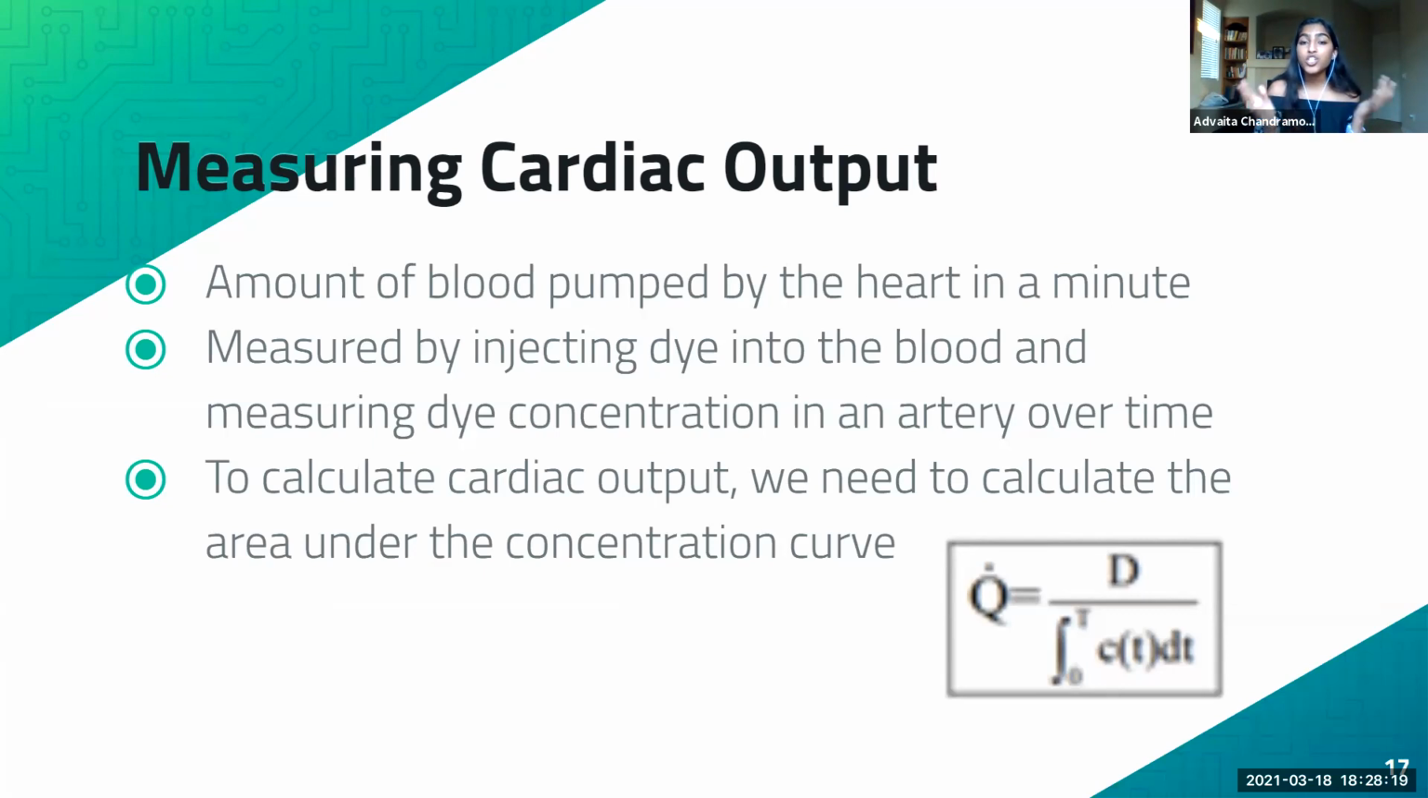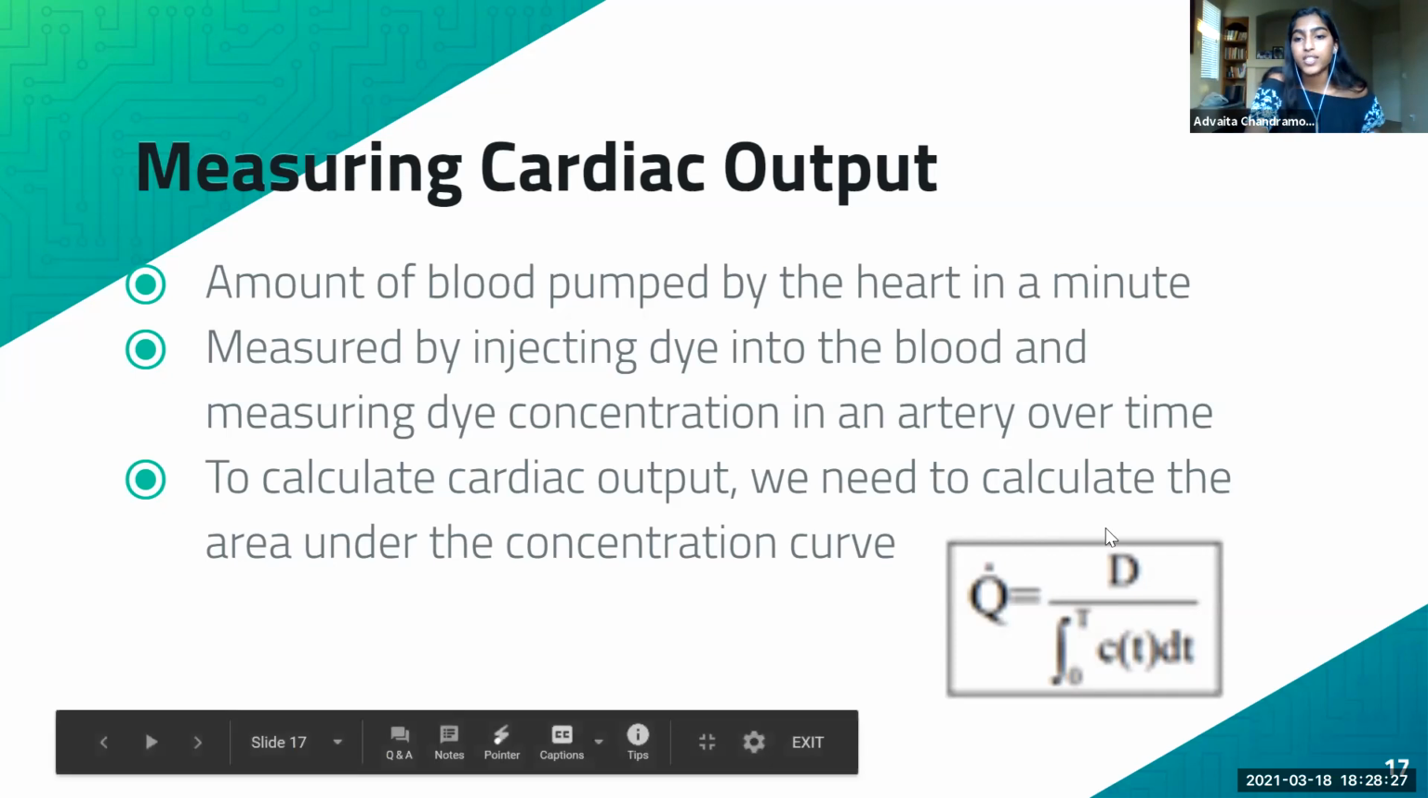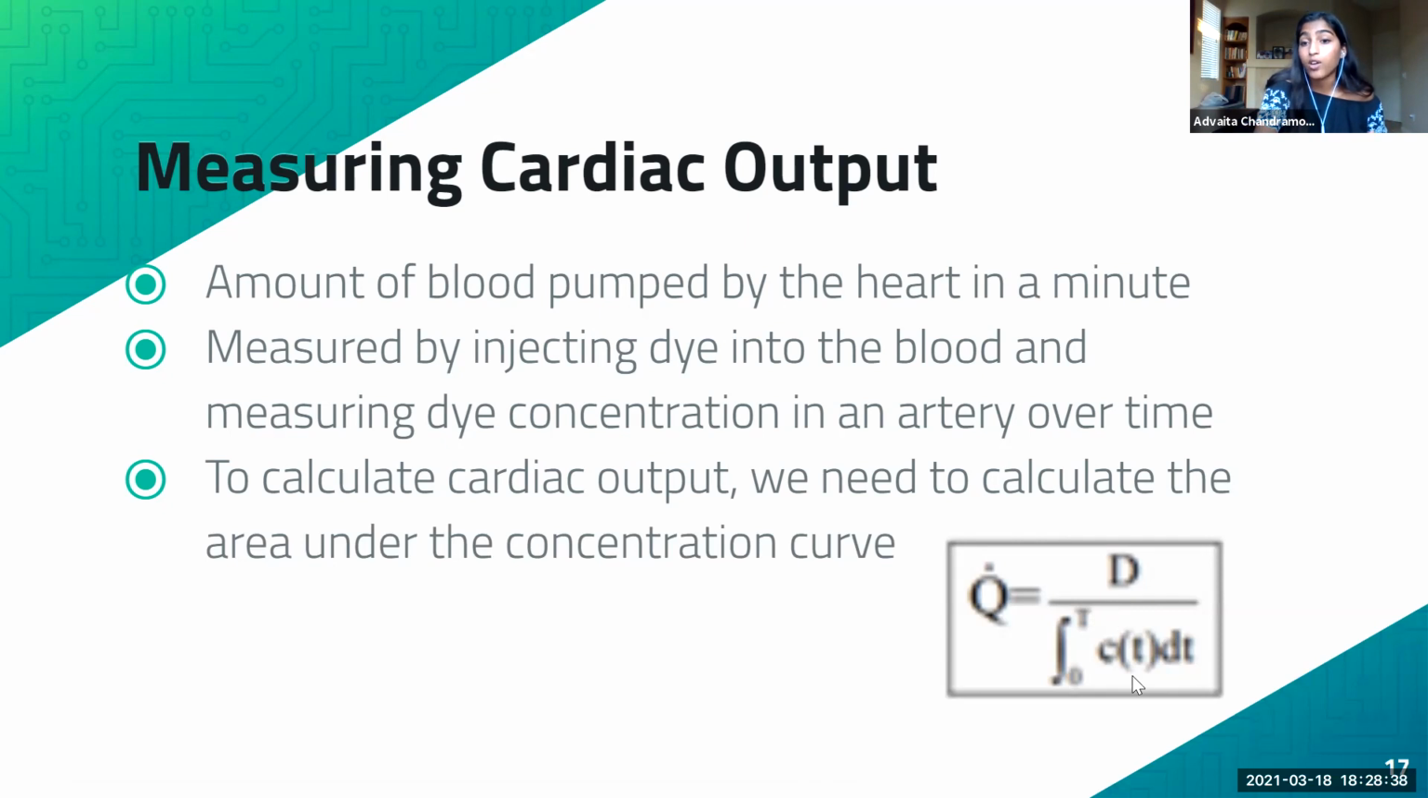But yeah, so essentially you're going to measure the dye concentration in your artery. And the way you calculate cardiac output from this dye concentration is using this equation that I have copy pasted here. You don't need to know the details of this equation, but what's important here is that we have an integral at the bottom. This is the integral of the concentration of the dye over time.